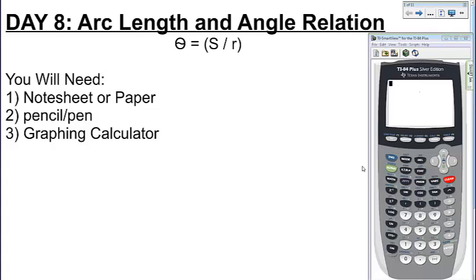Welcome to Day 8, Arc Length and Angle Relation. Today we will learn about the formula theta equal to S over R.